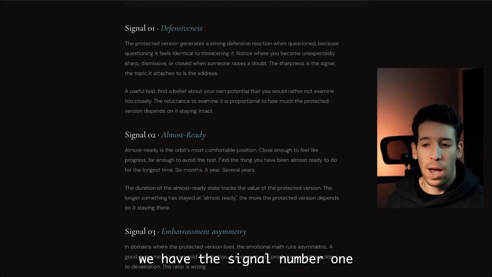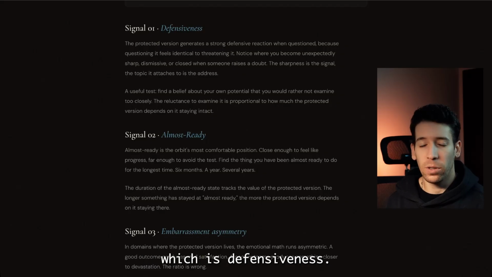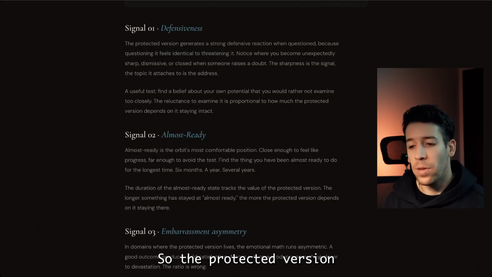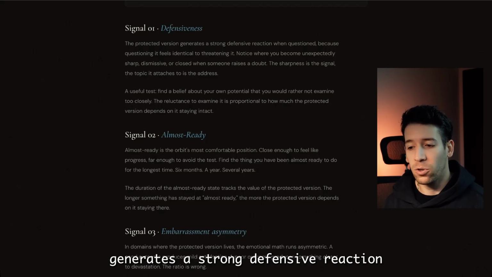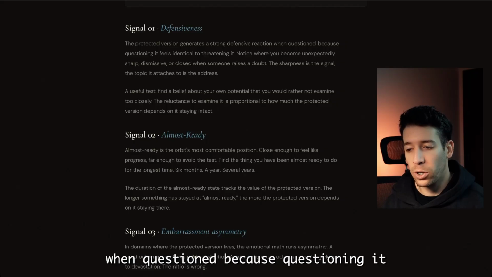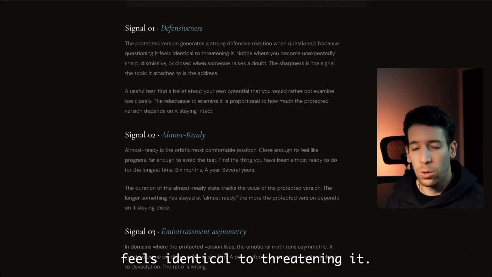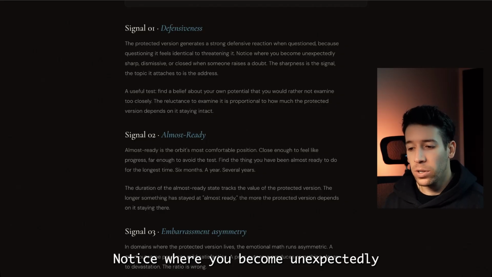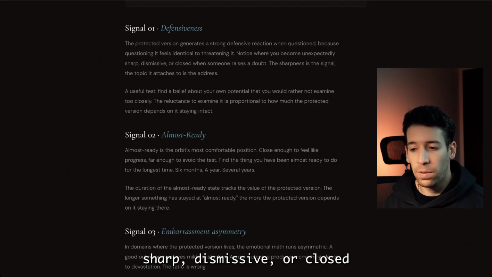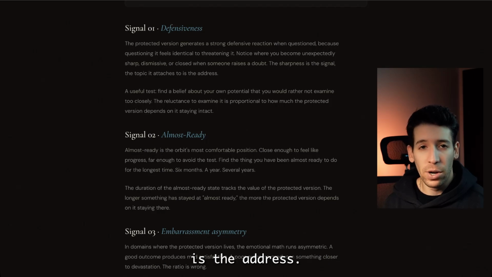So first of all, we have signal number 1, which is defensiveness. The protected version generates a strong defensive reaction when questioned, because questioning it feels identical to threatening it. Notice where you become unexpectedly sharp, dismissive, or closed when someone raises a doubt. The sharpness is the signal, and the topic it attaches to is the address.